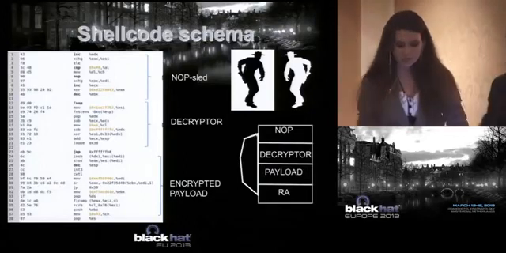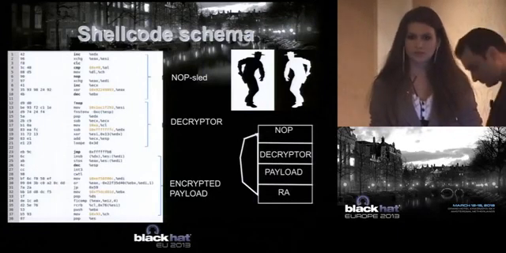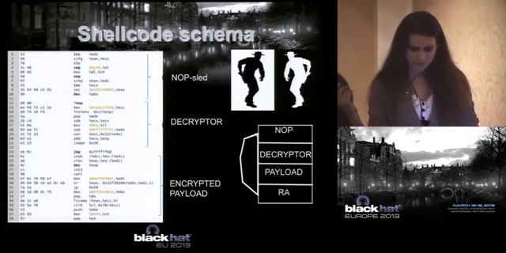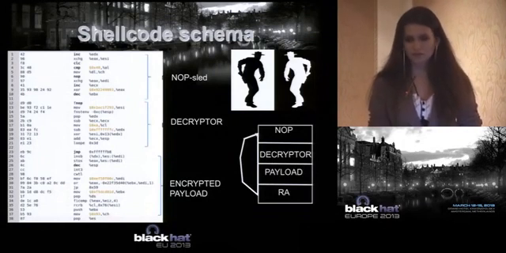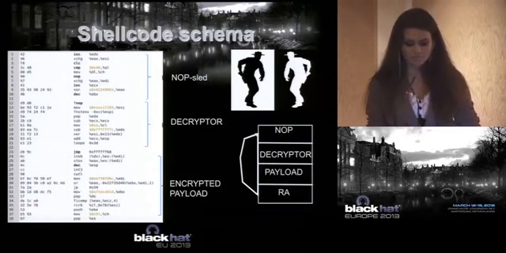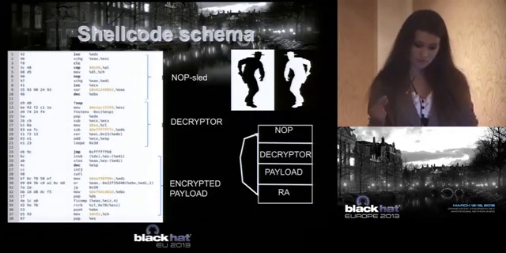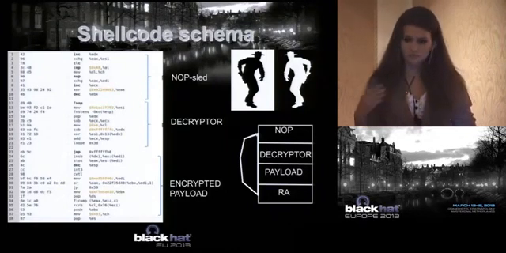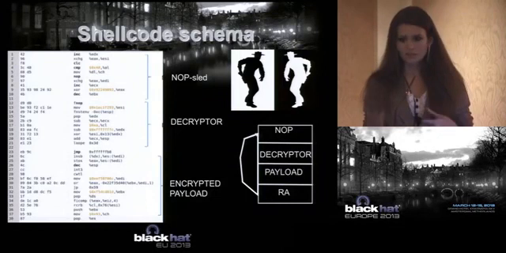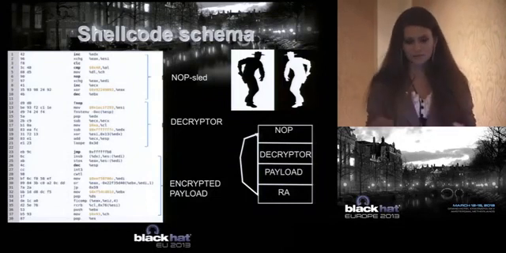In contrast to viruses, which are rich with features and characteristics, shellcode usually has a strict schema. So, for example, here we have a little example of shellcode which exploits a buffer overflow vulnerability. And in such a case, shellcode should have at least a return address zone, because we aim to override the return address zone of our stack with a value that leads the control flow somewhere inside our shellcode.